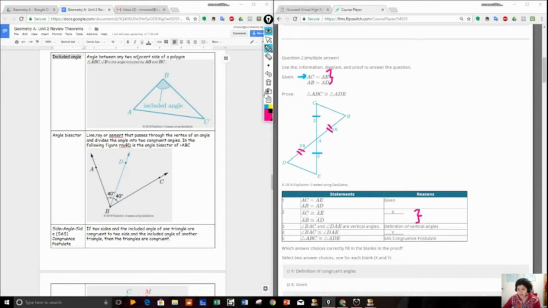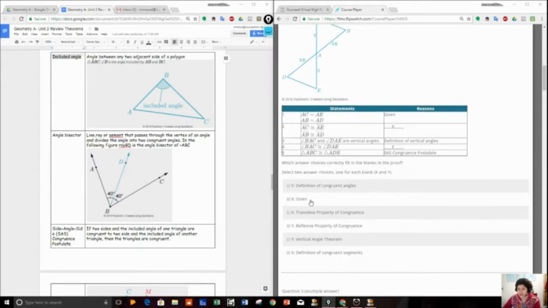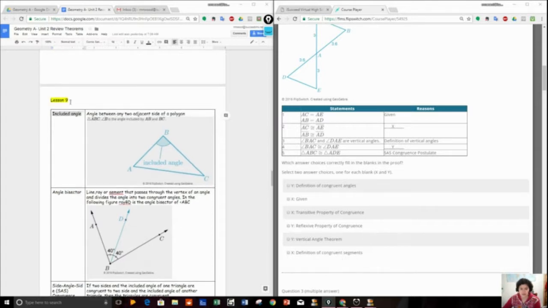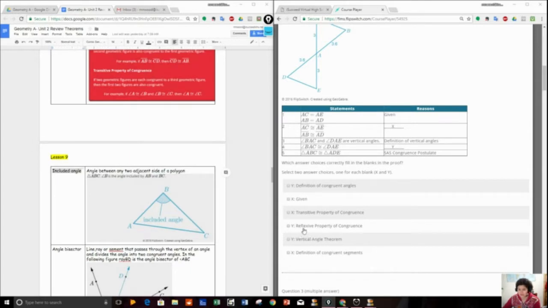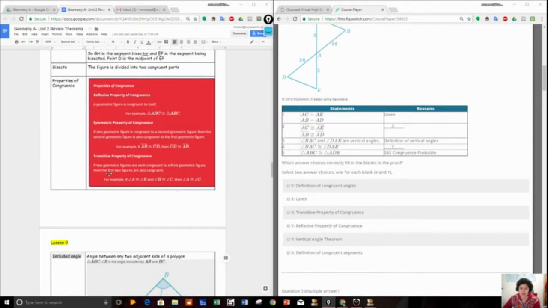And we have the options here that say: X, is it given that they're congruent? Is it the transitive property of congruence? Or is it the definition of congruent segments? So if I'm scanning, and we want to talk about reflexive properties, I'm looking for properties of congruence.